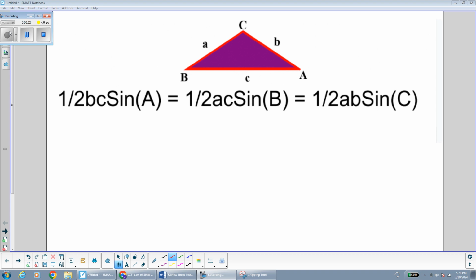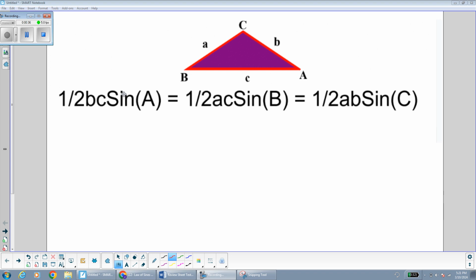You might recognize this formula from class, and this is actually three of the same formulas. B and C are two sides next to each other with the sine of angle A, which is in between these two sides. Over here, A and C are another two sides next to each other, and B is the angle in between. And then finally over here, A and B are another pair of sides next to each other, and C is the angle in between.